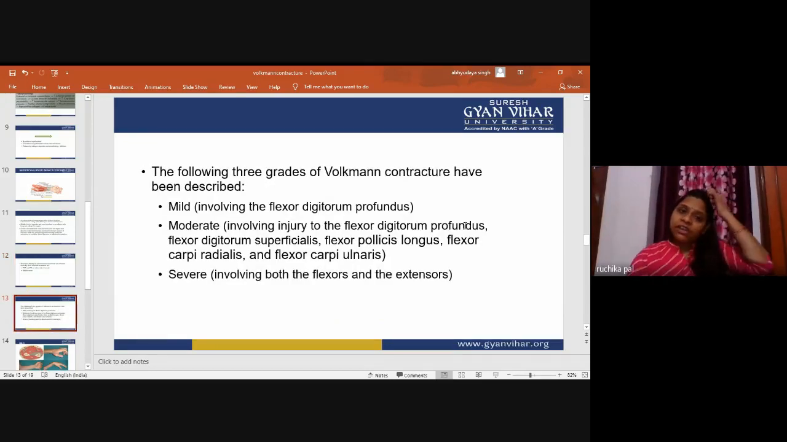There are the following 3 grades: mild, moderate, and severe. The mild grade involves the flexor digitorum profundus or 2-3 muscles. Moderate involves injury to the FDP, FDS, FPL, FCR, and FCU, that is, flexor carpi radialis and flexor carpi ulnaris. Severe involves both the flexors and extensors.